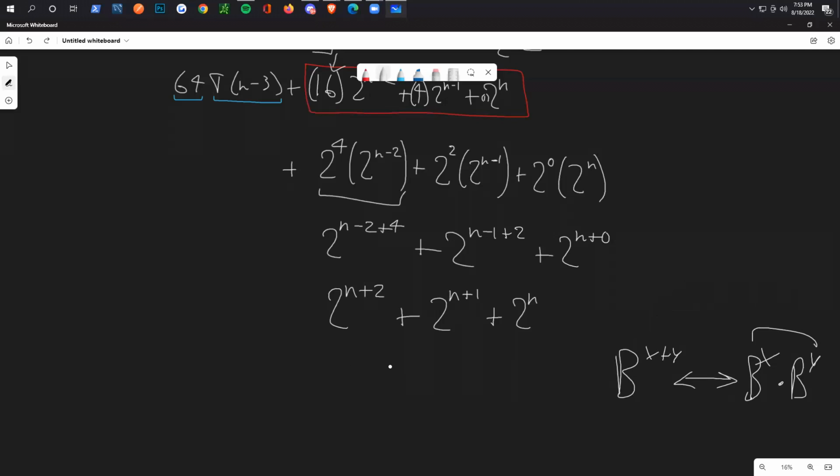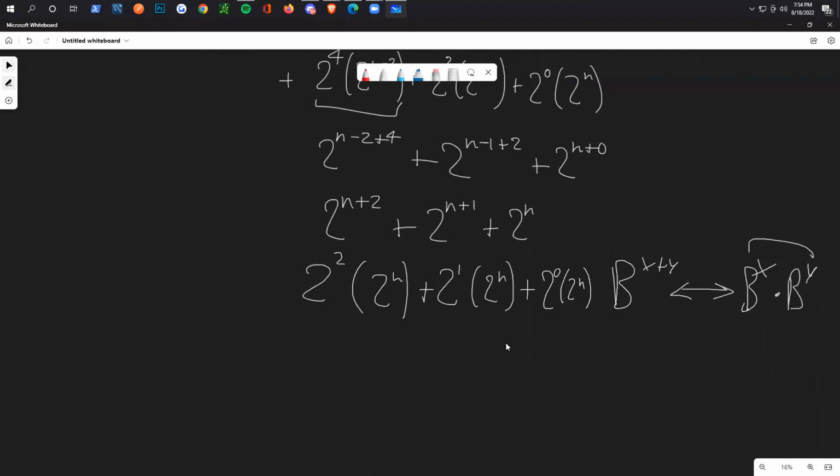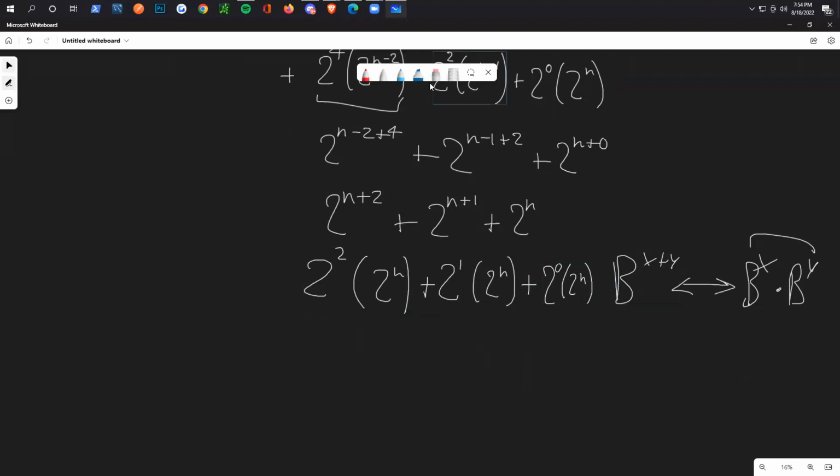So let's just do that so we can manipulate things to see if we can pull something out. So this right here, we can change it to 2 to the 2 times 2 to the n plus 2 to the 1 times 2 to the n plus 2 to the 0 times 2 to the n, right? So the common term out of all of this is 2 to the n.